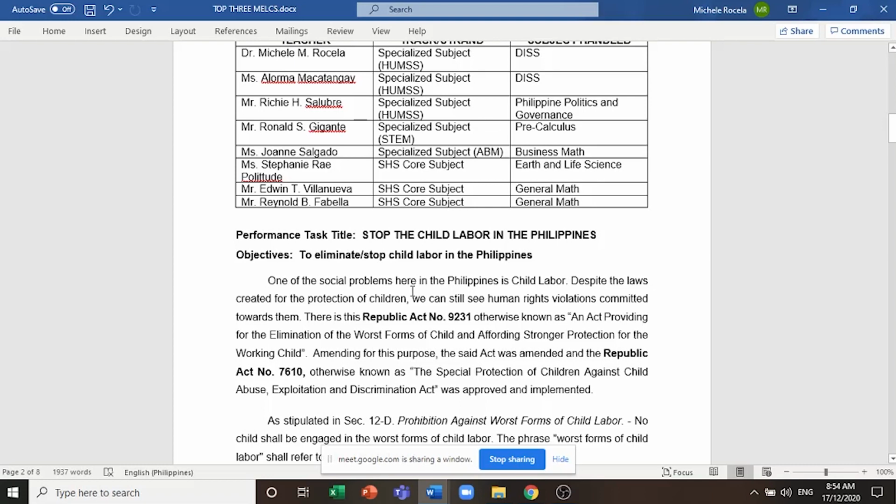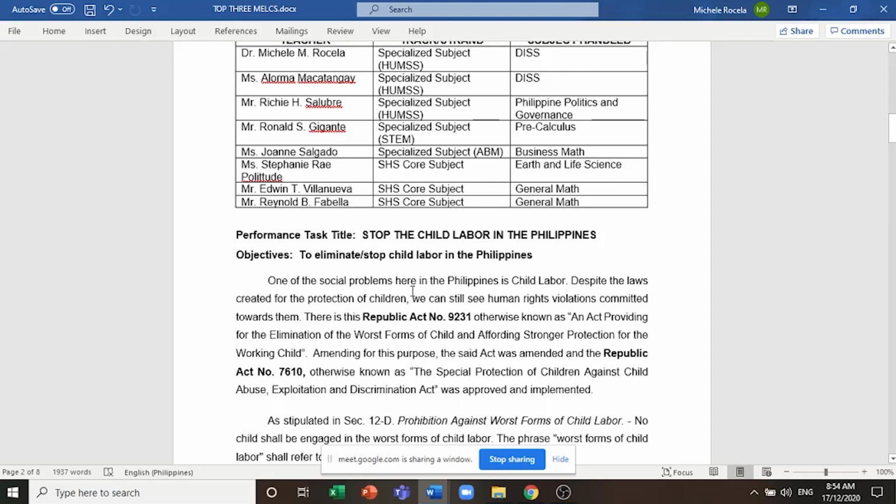We have RA number 9231, otherwise known as an act providing for the elimination of the worst forms of child labor and affording stronger protection for the working child. And then later it was amended into Republic Act number 7610, otherwise known as the Special Protection of Children Against Child Abuse, Exploitation, and Discrimination Act, which was approved and already implemented. So we've seen that there are laws protecting the child, especially against unfair child labor practices.